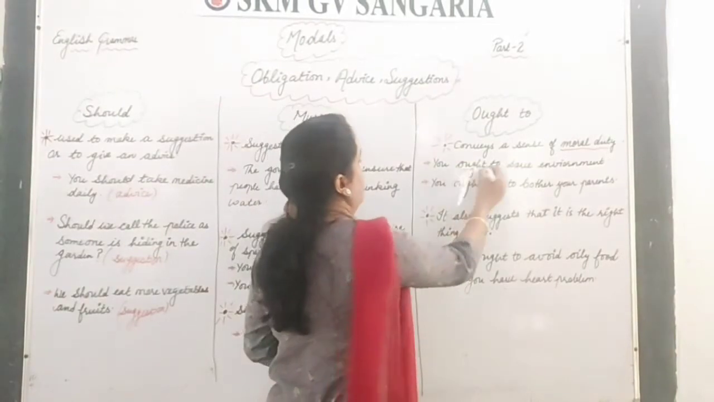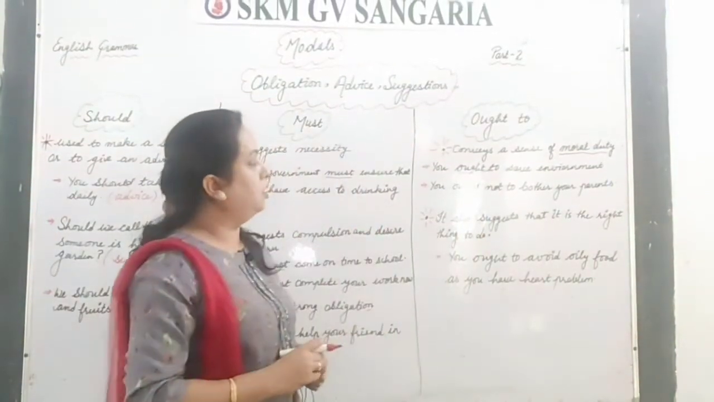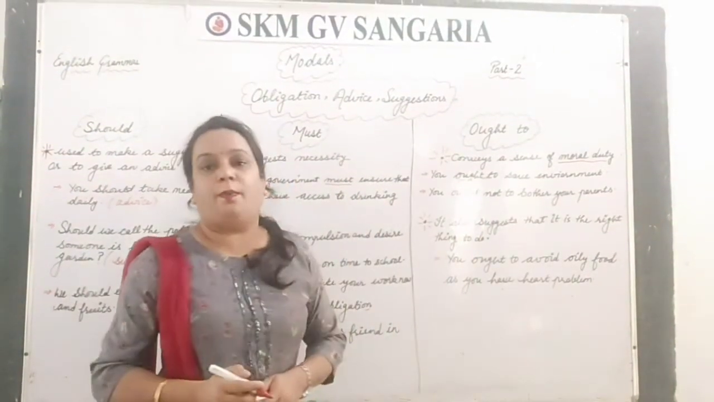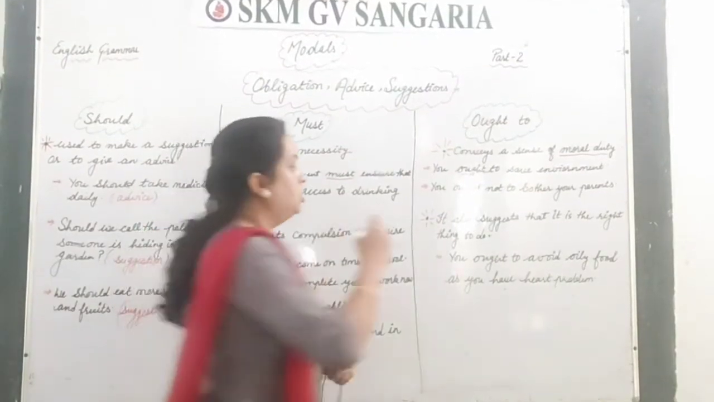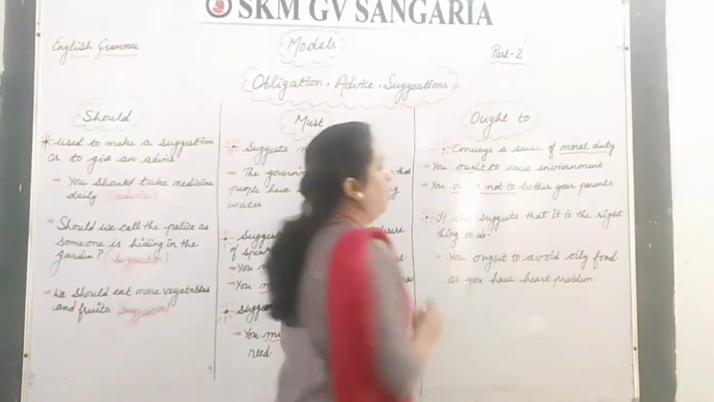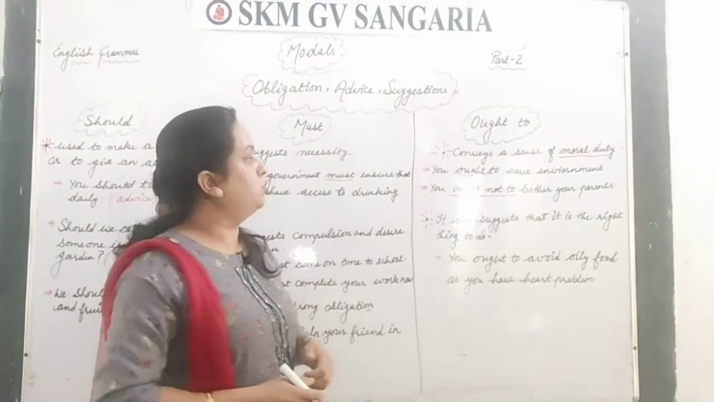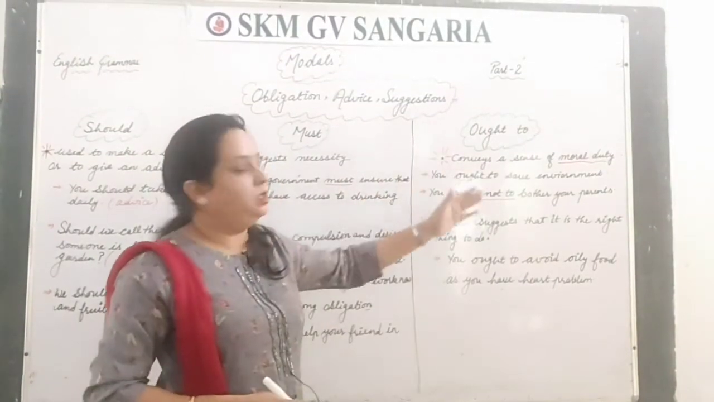Next one is, you ought not to bother your parents. You ought not to bother your parents. So that is also a sense of moral duty.